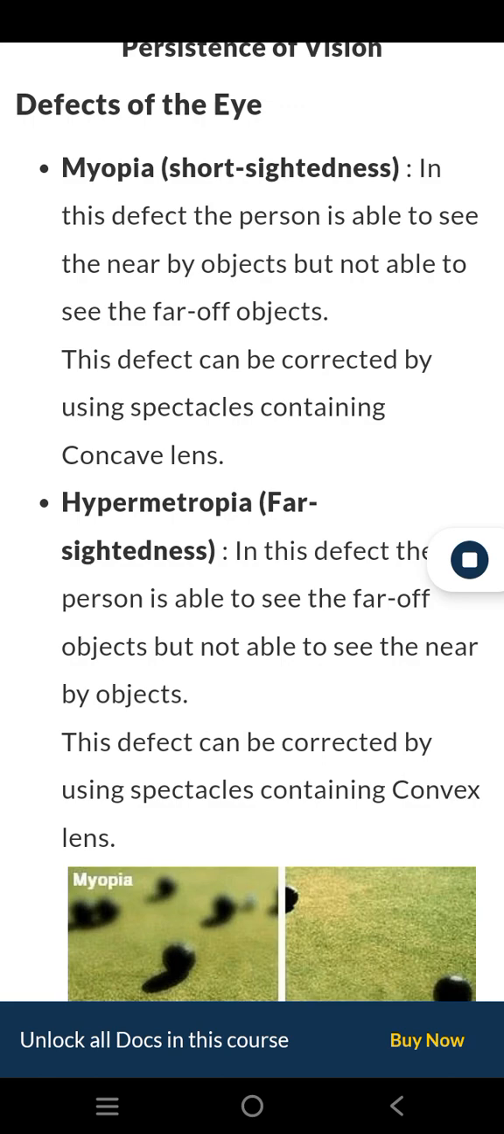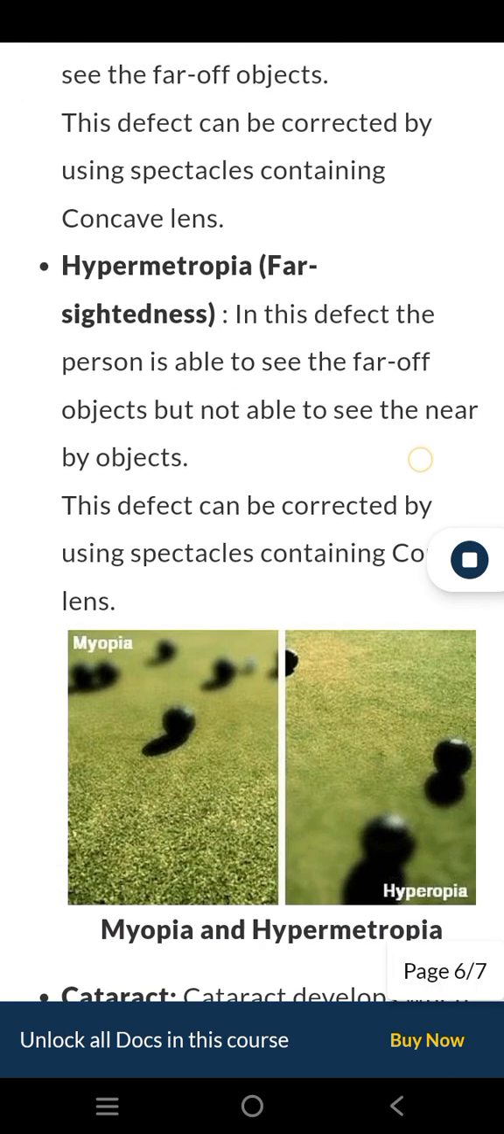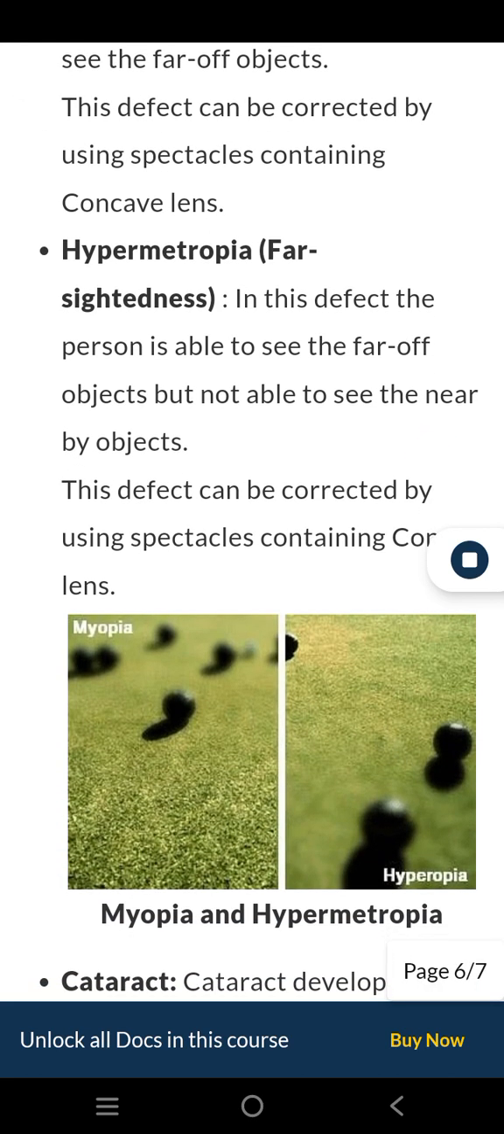Hypermetropia, far-sightedness. In this defect, the person is able to see the far-off objects but not able to see the nearby objects. This defect can be corrected by using spectacles containing convex lens.